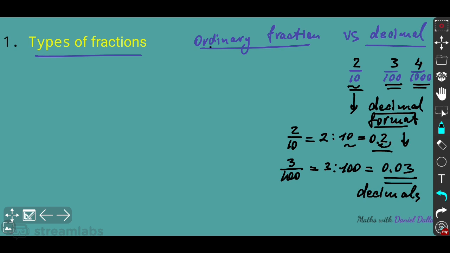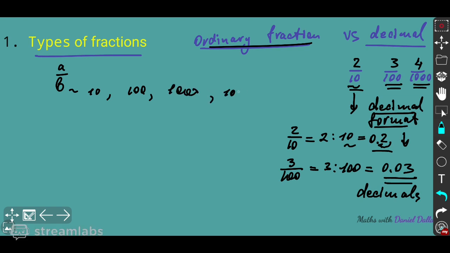So what about ordinary fraction? Ordinary fraction is any fraction that can be written in the form a over b. In comparison with decimal, where b is like 10 or 100 or 1000 or even 10,000 and much more.